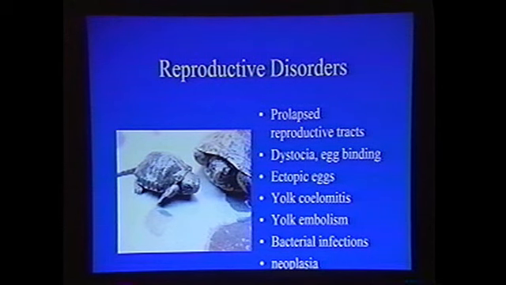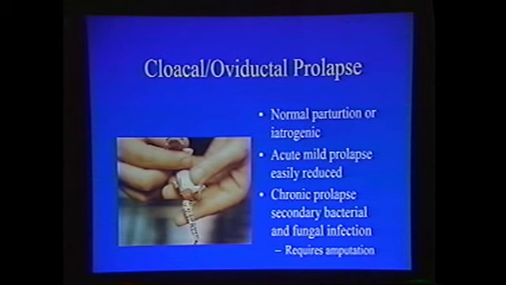Bacterial infections involving the ovarian follicles are also common, as the yolk material appears to be an excellent medium for the growth of bacteria. Neoplasia involving the reproductive tract is also common, particularly in snakes. Cloacal oviduct prolapse can occur during normal parturition, in which case it is easily reduced or will reduce on its own, or can be iatrogenic.